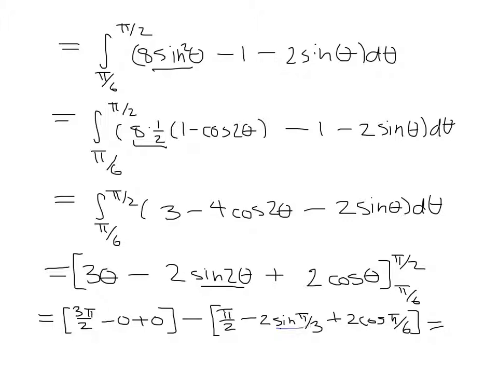Okay, sine of pi over 3, just think for a second, that's root 3 over 2. Cosine of pi over 6 is also root 3 over 2, so lo and behold, those two terms cancel. We just have 3 pi over 2 minus pi over 2, which is 2 pi over 2, or pi.